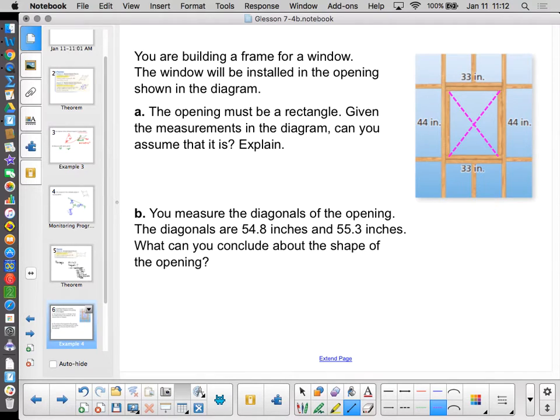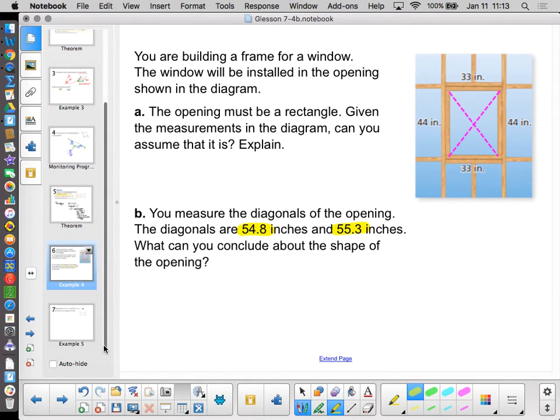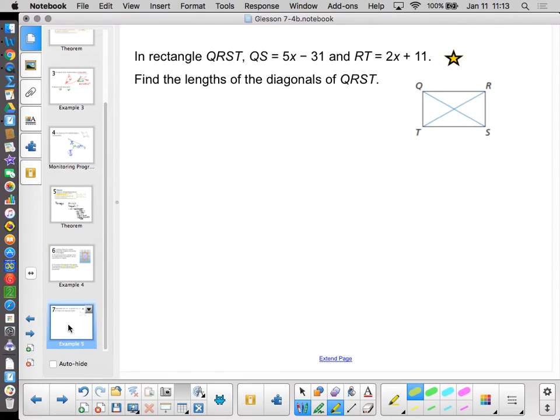In this case, it says the diagonals are 54.8 and 55.3 inches, so a half inch off. So that opening is not square, and the window would not fit in that opening. We'd have to torque that wall to make sure that that is a square opening, or a perfectly rectangular opening. So that's an application of why we use the diagonals of a rectangle. You do any framing, any building, you will use that fact.